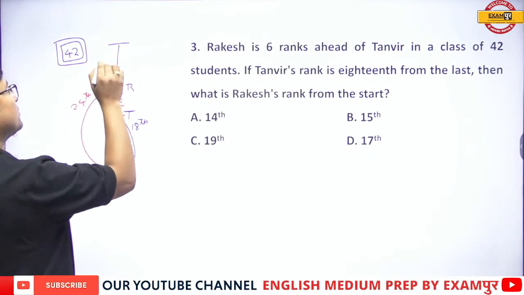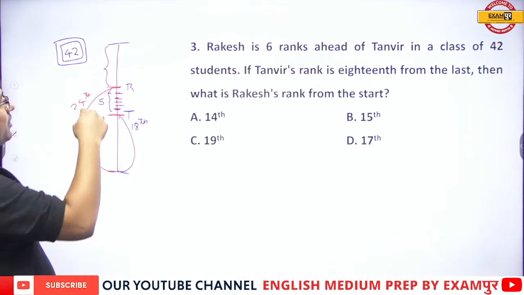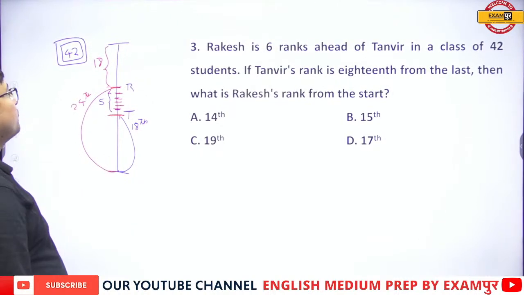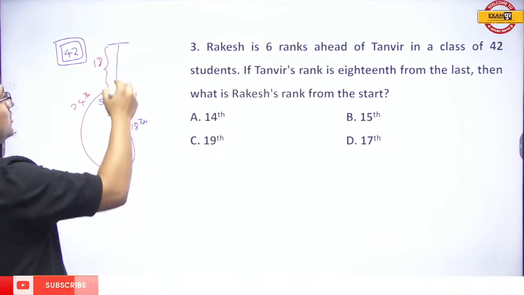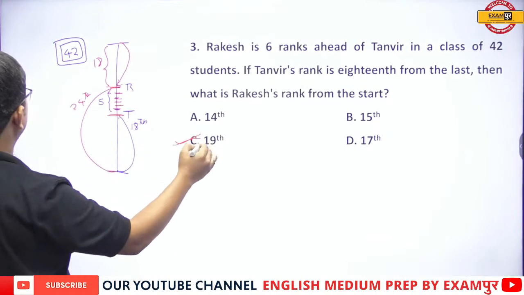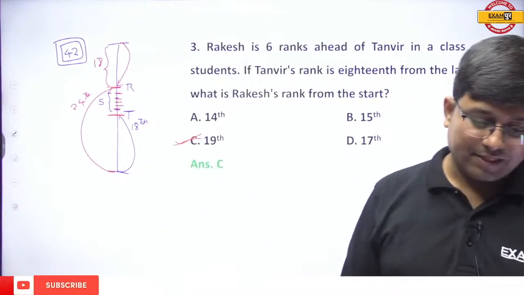If this is 24th, how many people are above Rakesh? 42 minus 24, 18. And therefore Rakesh's rank from the top is 19th. Answer is option number C, 19th.